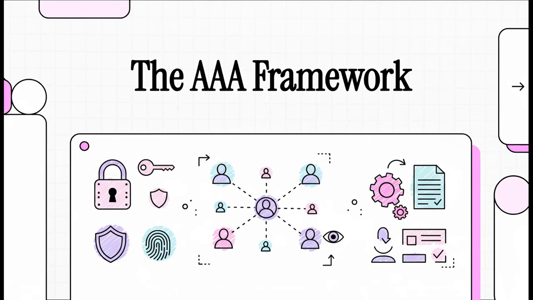Today, we're going to dig into something that is absolutely fundamental to network security, the AAA Framework. It's the system that basically acts as the bouncer and the hall monitor for your entire network. It controls who gets in and what they're allowed to touch once they're inside. So let's jump right in.